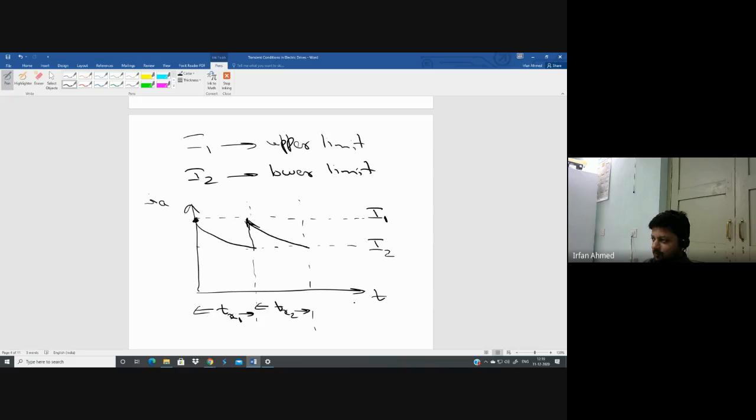Both I1 and I2. Why? Because it will give you a shorter starting time. The more the current, the more the torque, the faster your motor will start. And how fast depends on how much current your motor can handle. So that upper limit is decided by that.